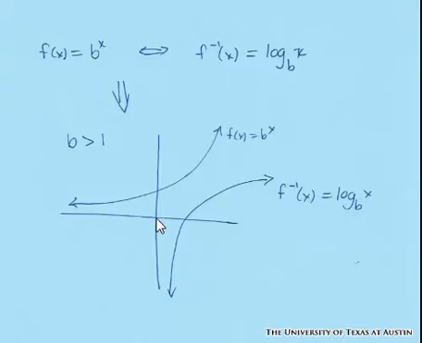So its inverse will be a reflection about the line y equals x. This means it'll pass through the point 1, 0, and the horizontal asymptote of our exponential function will give a vertical asymptote, x equals 0, for our log function.